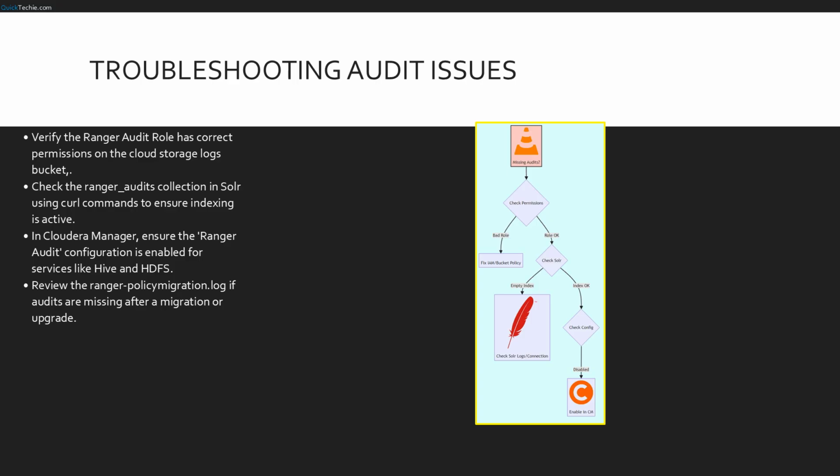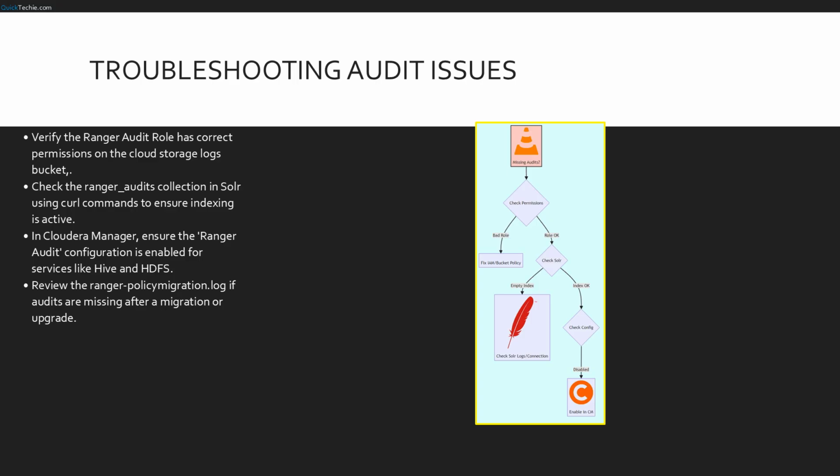Second, check Solr. You can use curl commands from a gateway node to query the Ranger audits collection directly. If num.docs isn't increasing, indexing is broken. Third, double-check Cloudera Manager to ensure the audit checkbox is actually selected for the specific service plugin. Lastly, if you recently upgraded or migrated, check the migration logs for errors in policy transfer that might be blocking audit generation.